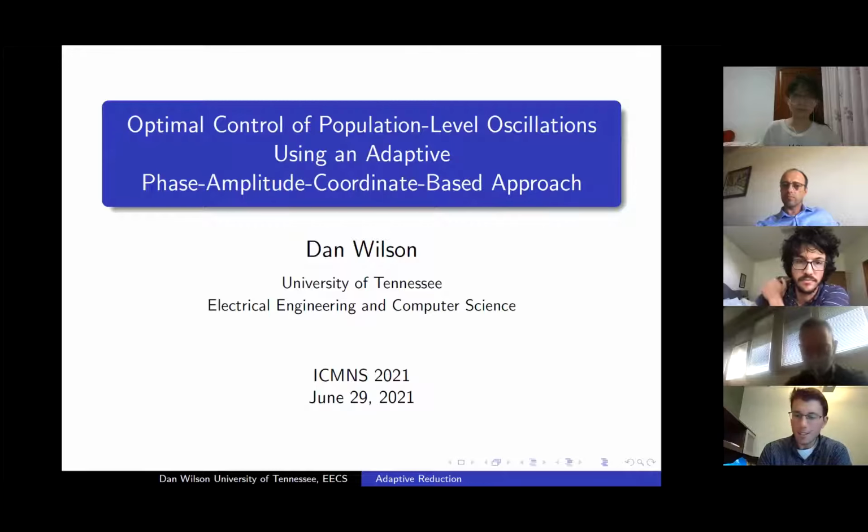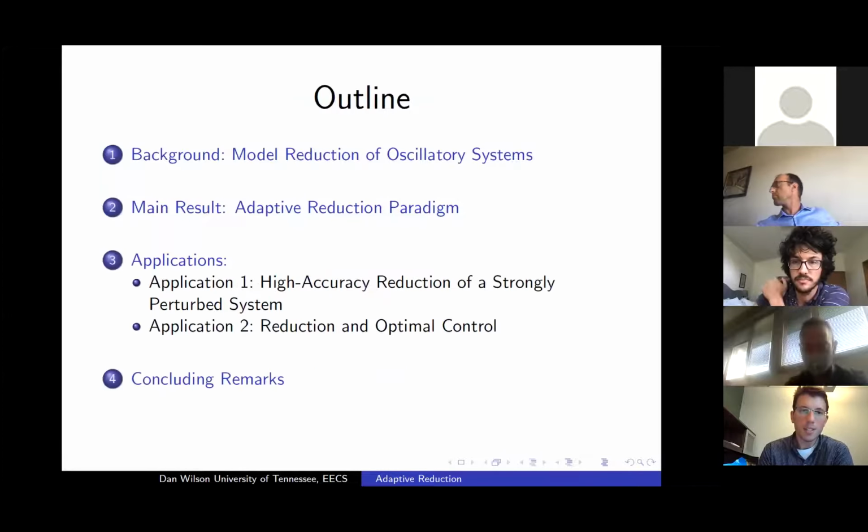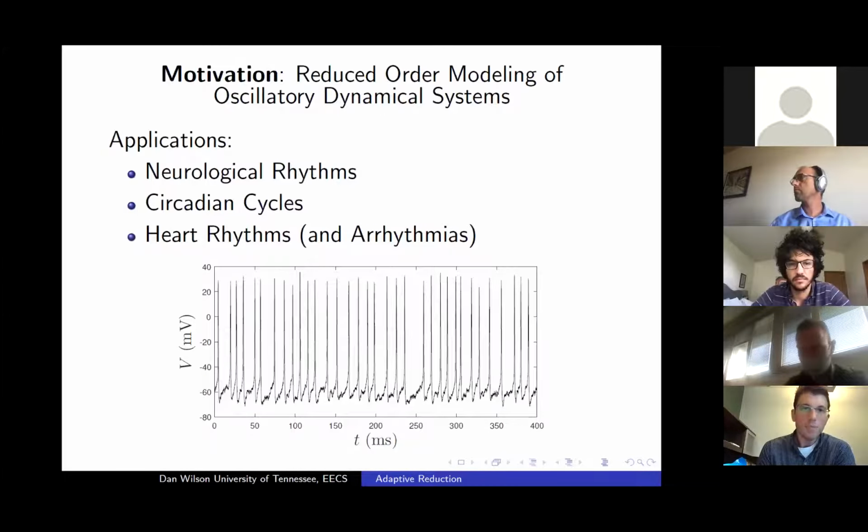As the title suggests, I'm going to be talking about model order reduction strategies for oscillatory dynamical systems. The main result that I'm going to be talking about today is this adaptive reduction paradigm, which can allow for the implementation of larger inputs in reduced order models without sacrificing accuracy like you usually do for standard phase reduction strategies. I'm going to talk about a couple applications where this is useful and then give some concluding remarks.